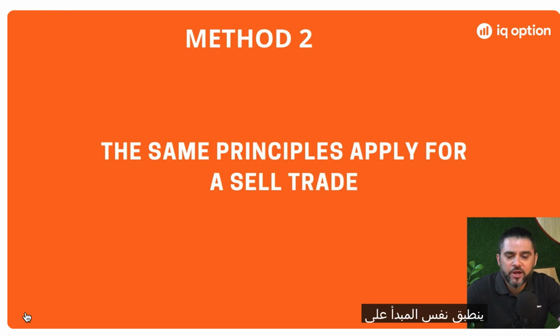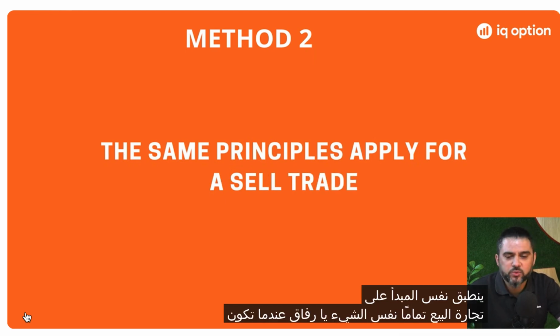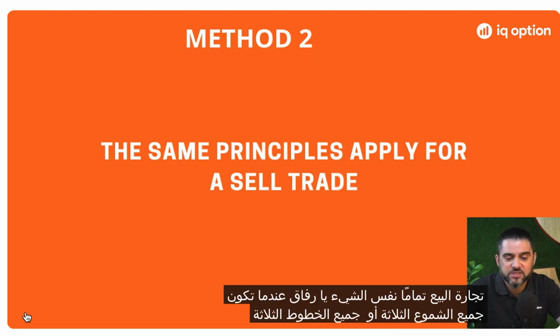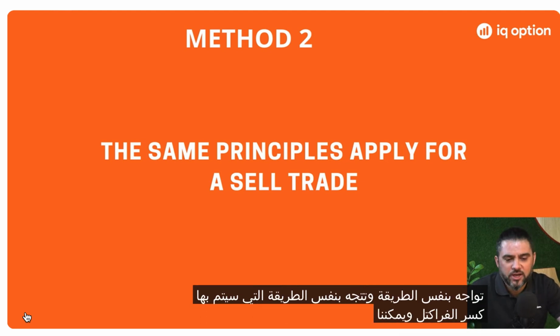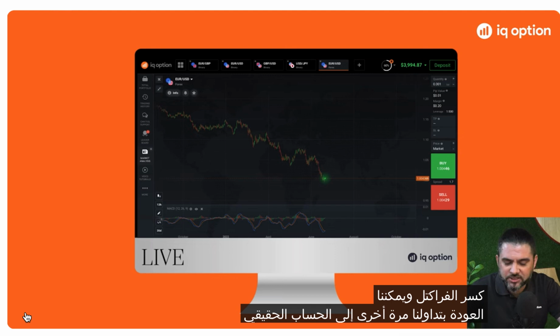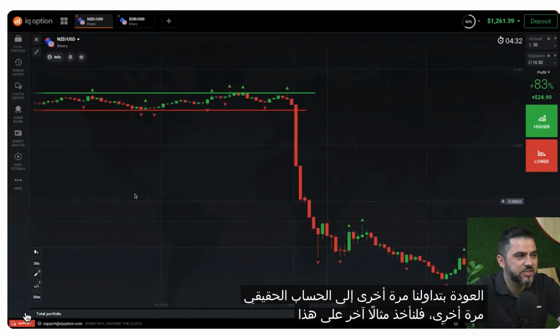Same principle applies for the sell trade. Exactly the same thing, guys. When all 3 lines are heading the same way, and the fractal is broken, we can go with our trade. Back to the live account again. Let's take another example of this one.